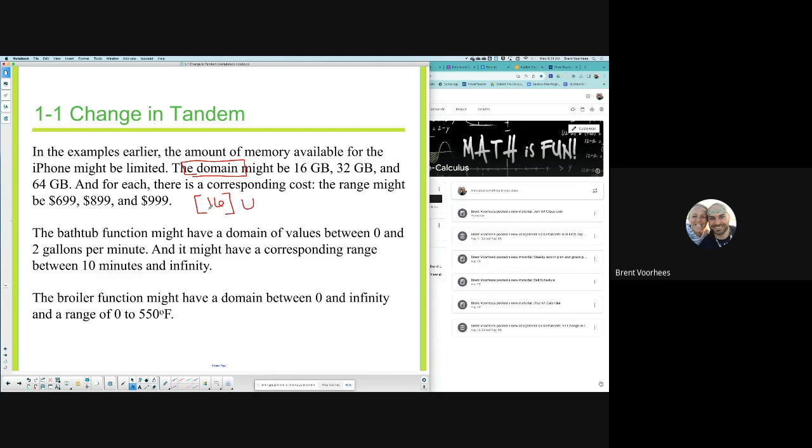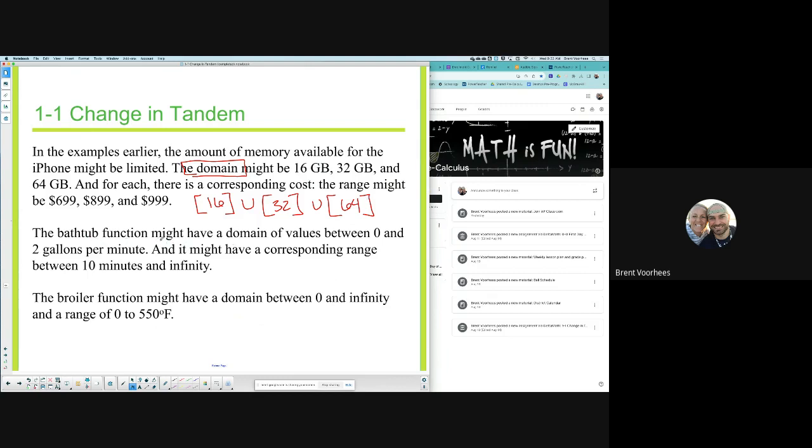Do you know what U stands for? The technical definition is union. What it means is 16 or. It could be 16 or what? 32. Or, so another one, 64. Now that's called interval notation there. And so that means whenever it's just one number in there, that it's going to be a jump. Okay? Let's go on to the next one.